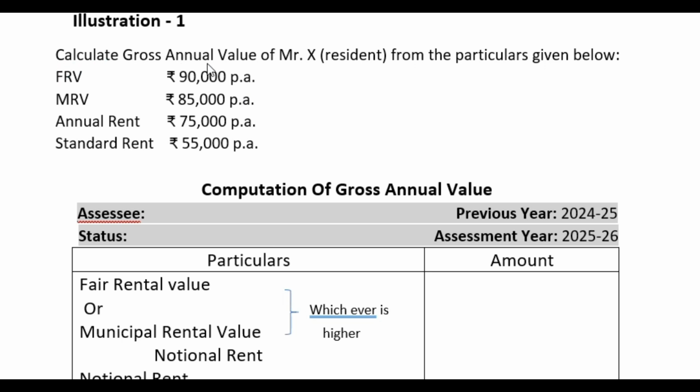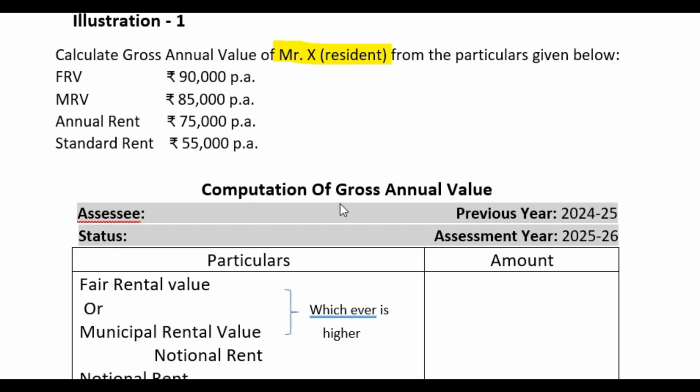They are asking us to calculate the gross annual value of Mr. X, resident. They have given the name as Mr. X and he is a resident. From the following particulars given below, they have given you the particulars: FRV, that is known as fair rental value, MRV, municipal rental value, annual rent and standard rent. So let's start with the sum.